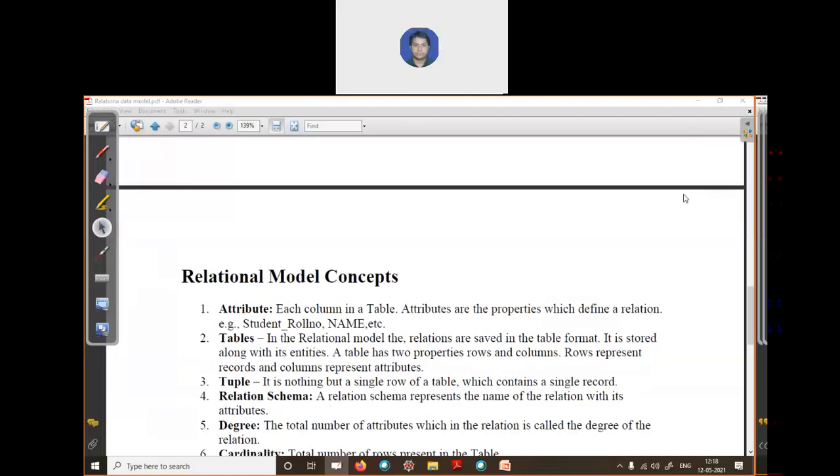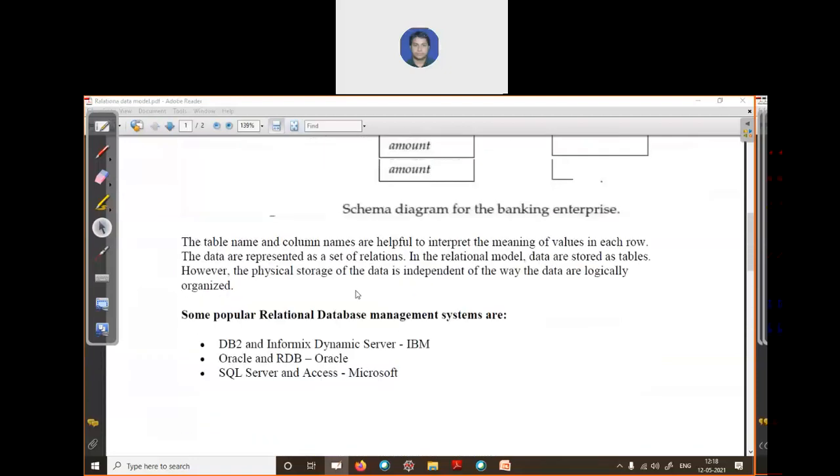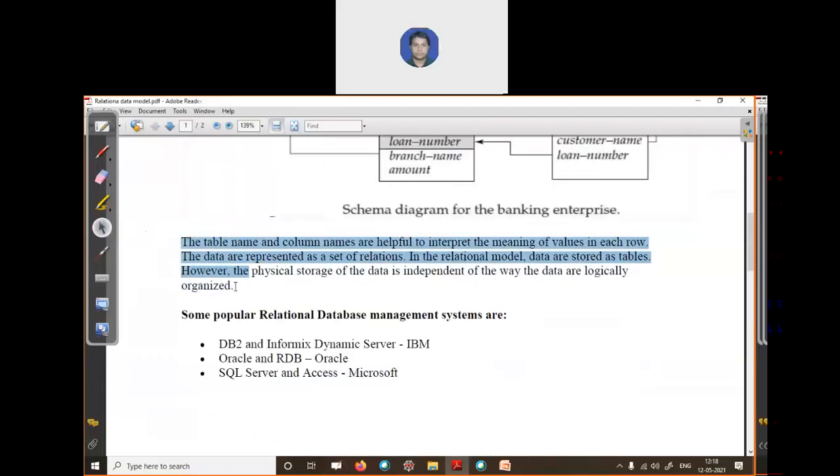Sir, yes, please, can you re-elaborate the previous paragraph? Yes, sir. Okay, so the first line of the first paragraph says that the table name and attribute name are used just for interpreting our data values, meaning what the data is. You can understand it from one table.